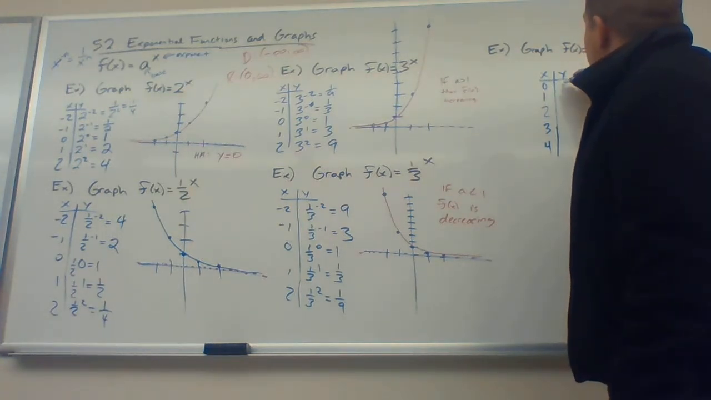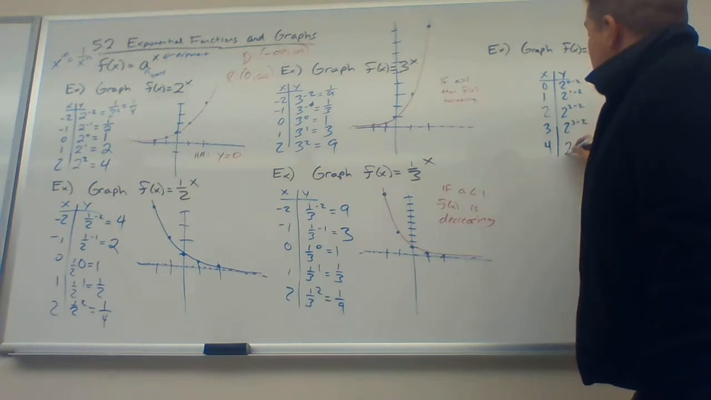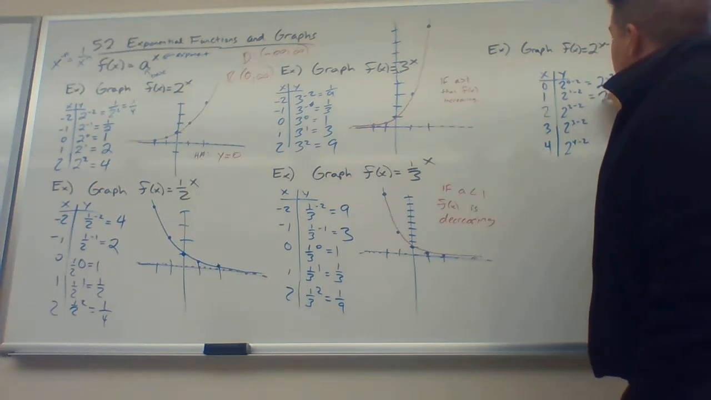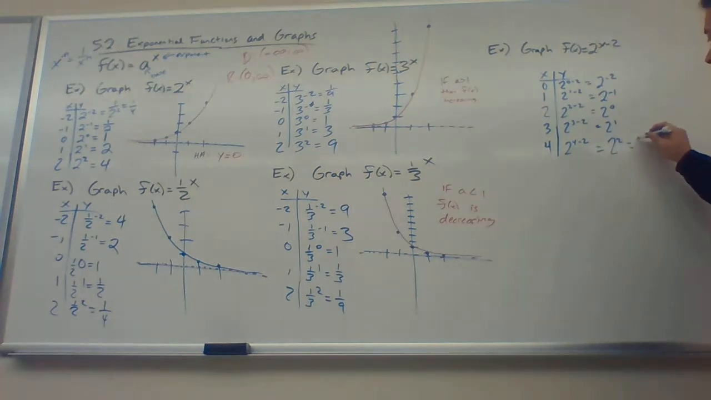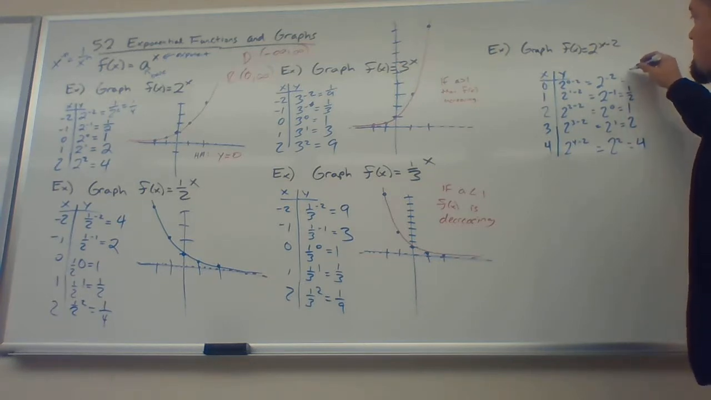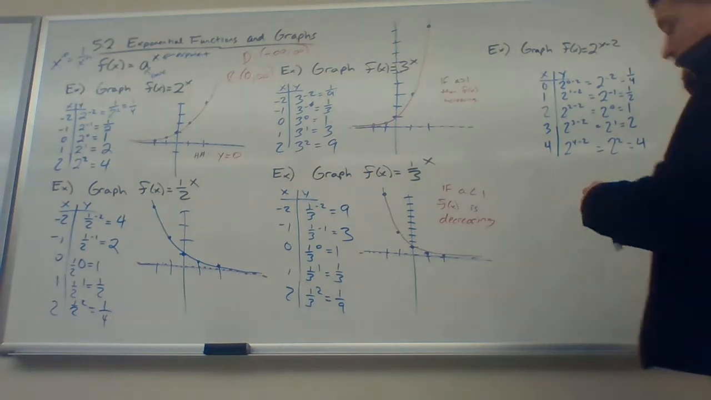So let's see. We're going to get 2 to the 0 minus 2, 2 to the 1 minus 2, 2 to the 2 minus 2, 2 to the 3 minus 2, and 2 to the 4 minus 2. This is 2 to the negative 2, this is 2 to the negative 1, this is 2 to the 0, this is 2 to the 1, 2 to the second, which should look familiar. That's 4, that's 2, that's 1, 2 to the 0 is 1, 2 to the negative 1 is 1/2, 2 to the negative 2 is 1/4. Okay, so now we can graph it, okay?